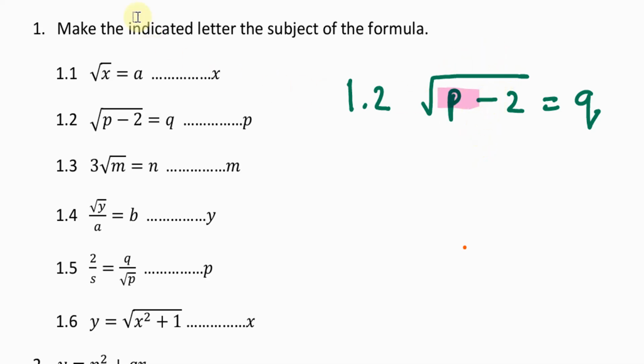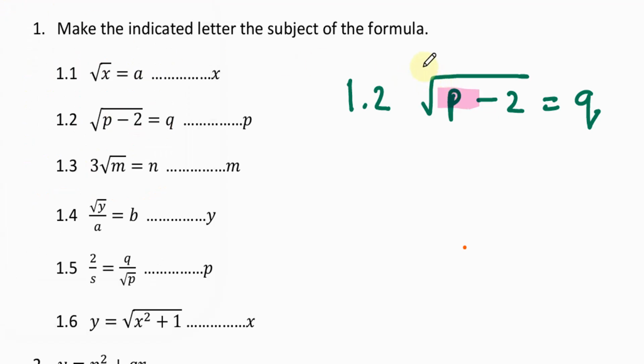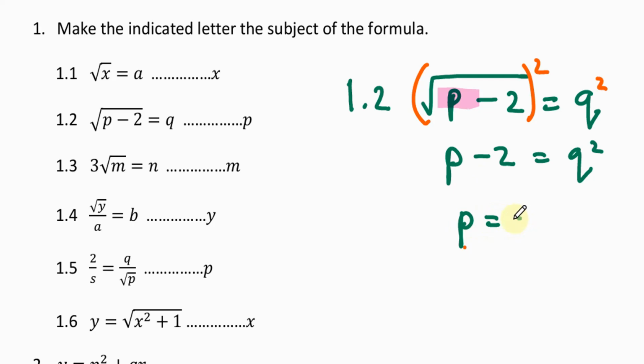So here, we need to make p the subject. We first want to get rid of the square root, so we simply square both sides. And then the square root will fall away on the left-hand side. So we're going to end up with p minus 2 equals q squared. Now we need to get rid of the negative 2 on the left-hand side, and we simply take it to the right-hand side, and the sign changes. So we add it to the right-hand side.